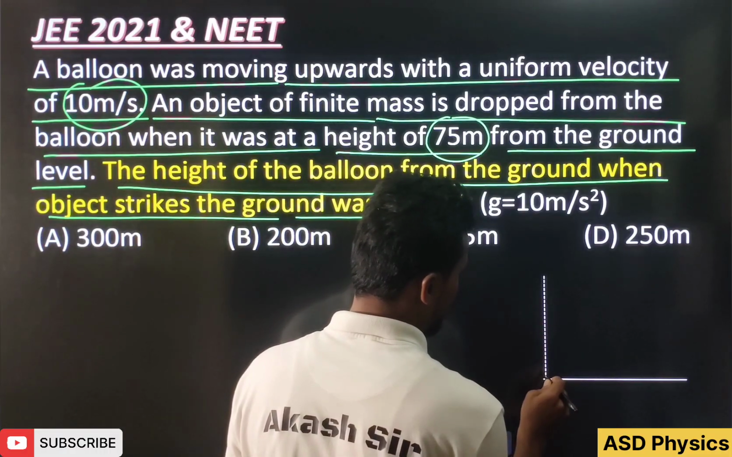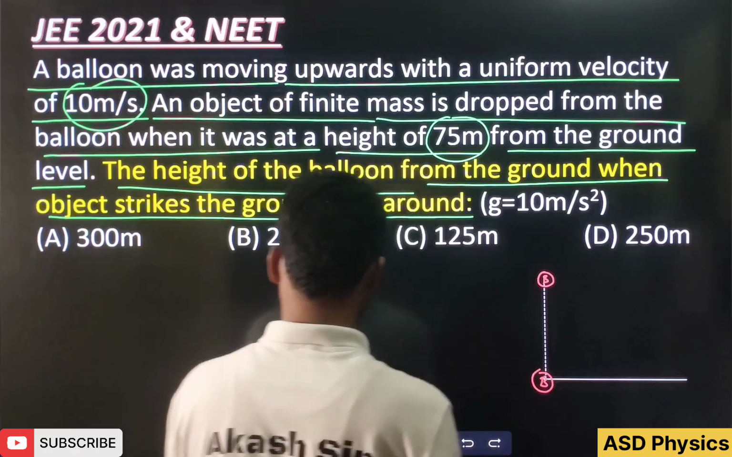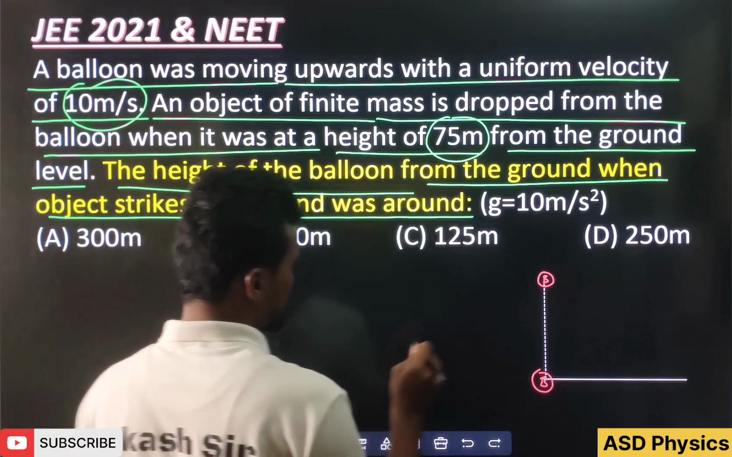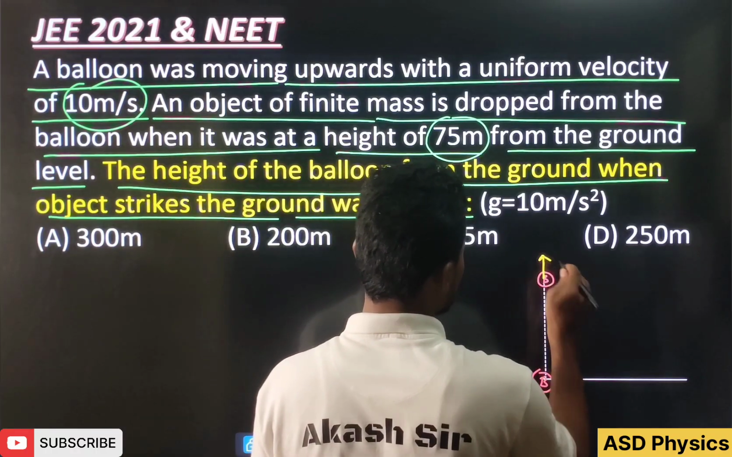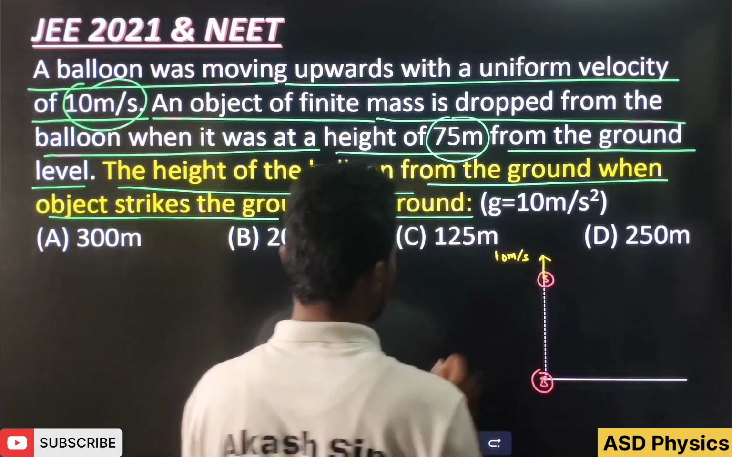So let's take it from here. Now this balloon is going up, and when the balloon is here, it has some velocity. What is the velocity of the balloon? The velocity of the balloon is 10 meter per second. How much, students? 10 meter per second.